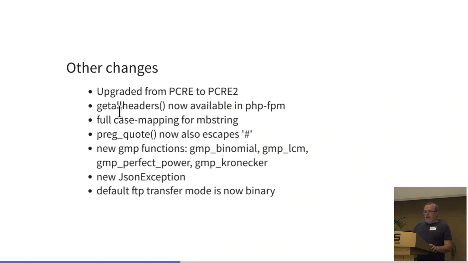Some other things, getallheaders. One of the things preventing some people from moving away from mod_php with Apache to PHP FPM was that they couldn't get all the request headers easily. That's now available for FPM. Some stuff for mbstring. We also escape the hash now in preg_quote and a couple of other things.